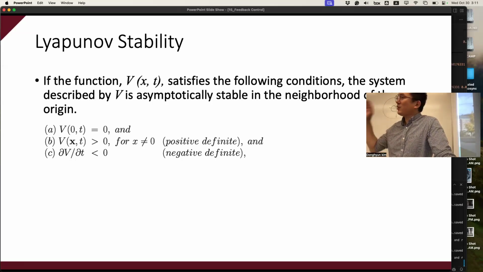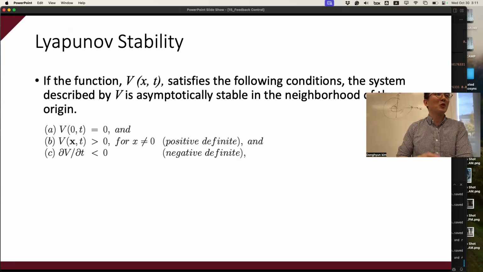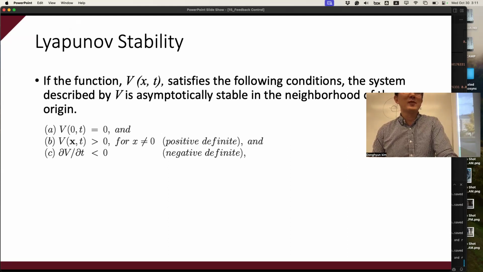Isn't it cool? Is there anyone already familiar with Lyapunov stability? Do you know why? Can we use this Lyapunov stability analysis to prove the system is unstable? Yes. So, actually, no.